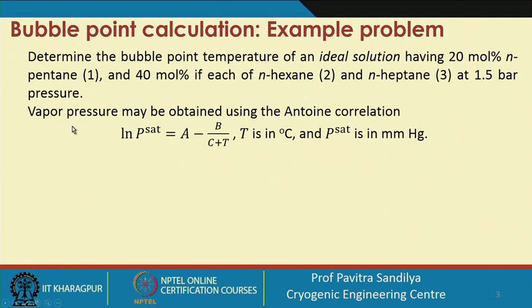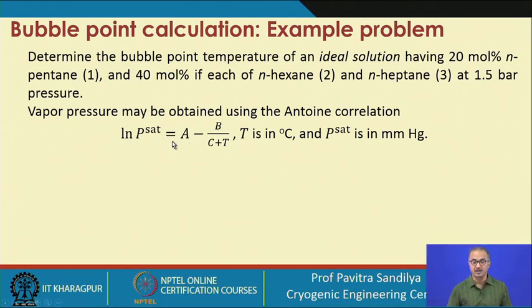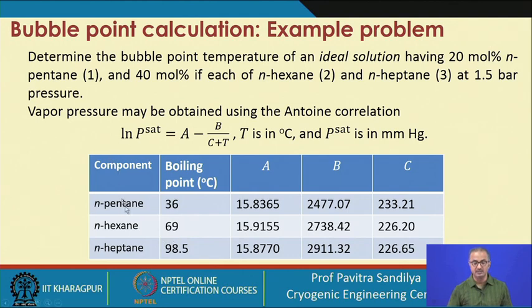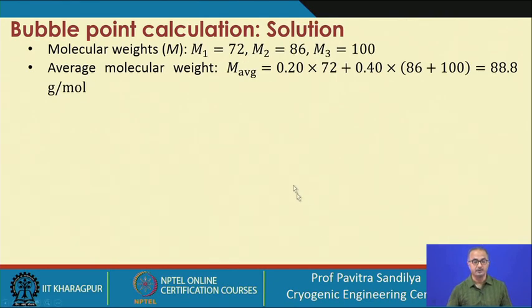The vapor pressure, which we will need to find out the volatility, is taken from the Antoine equation, in which the temperature is in degrees centigrade and the pressure is in millimeter of Hg. This equation may be used to find the boiling point at a given pressure or the vapor pressure at a given temperature. The A, B, C values depend on the particular component, and these values have been listed in this table. Here for N-pentane, N-hexane, N-heptane, the boiling points and the A, B, C values are given. Now, with this information, we shall proceed with the solution.